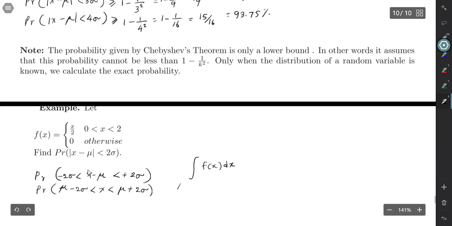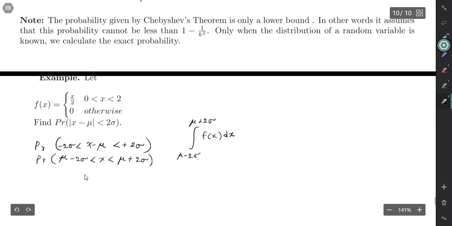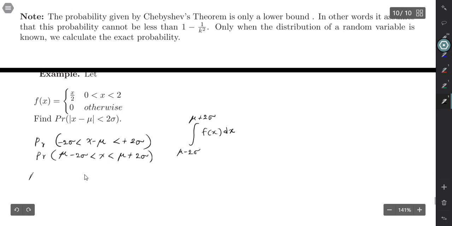The lower limit is mu minus 2 sigma, and the upper limit is mu plus 2 sigma. Which means first we have to find the mean and the standard deviation. So let's start with finding the mean. The mean is the expected value of x, by definition the integral of x f(x) dx.